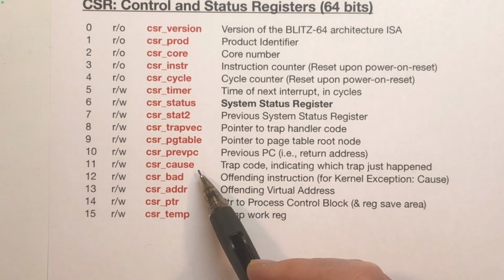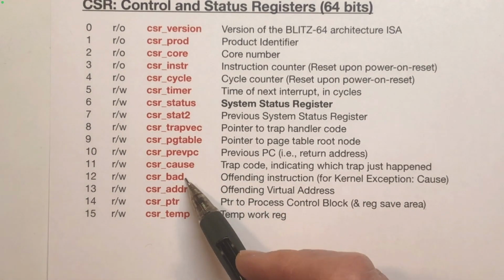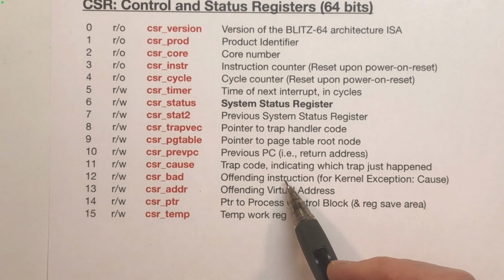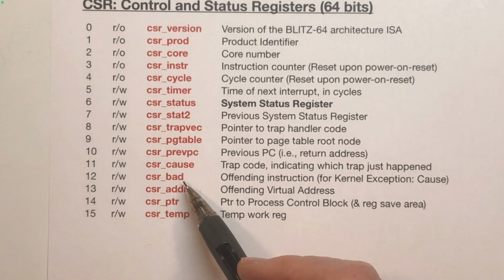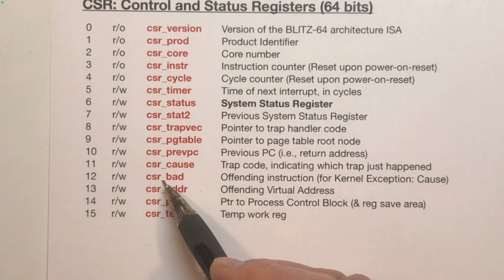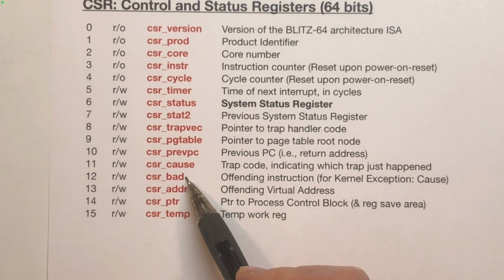For some kinds of traps, we have additional information. For example, for an emulated instruction, we have the instruction that was executed, and that's stored in the CSR bad register.